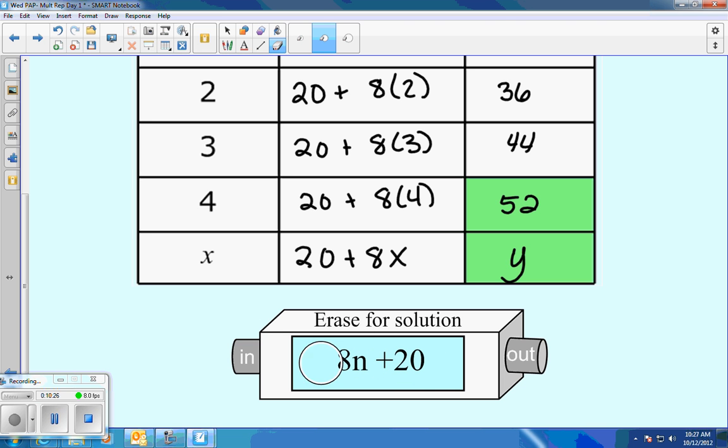Okay. Now notice on this one, it's written in a little bit different way. That's okay. I prefer you to use the variables that are given in the chart. So I would like to see this as an x. And because we are writing an equation, it should have an equal sign. Notice it doesn't matter whether you put the 8x plus 20 or whether you put 20 plus 8x. That's the same thing.